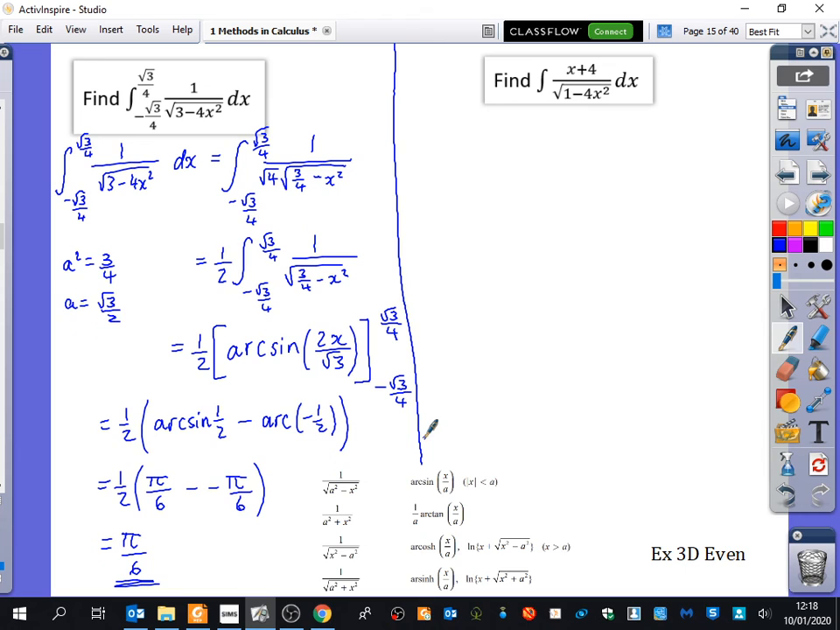Take out 4 over 4. No, it can't be that. Oh, split the fraction, yep. Split the numerator. That's one of our techniques for normal math, isn't it? So if I'm going to integrate x plus 4 over the square root of 1 minus 4x squared dx, that's the same as integrating x over the square root of 1 minus 4x squared dx plus integrating 4 over the square root of 1 minus 4x squared dx.